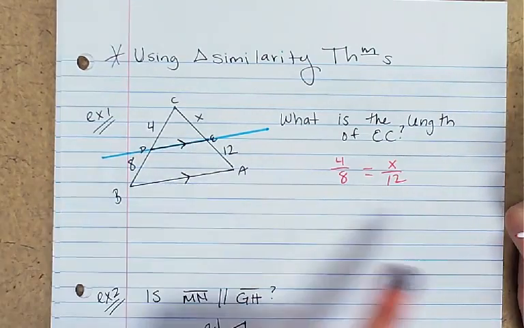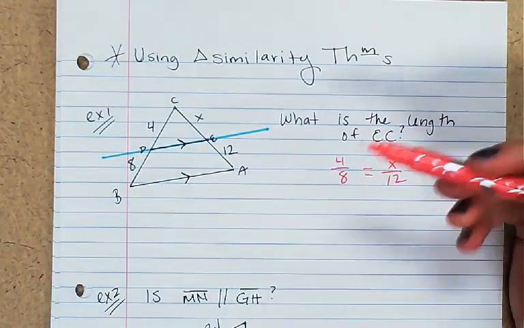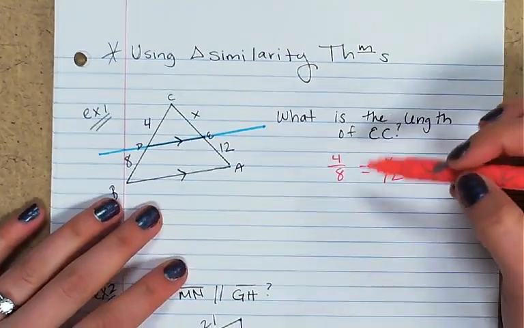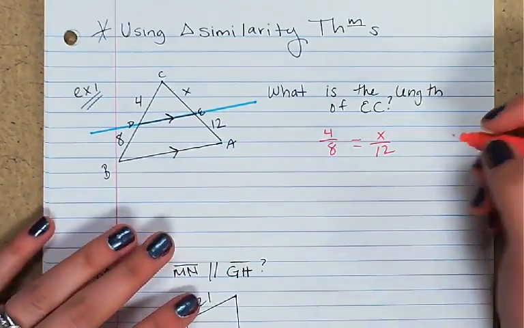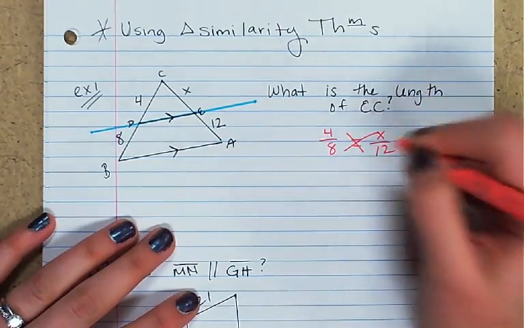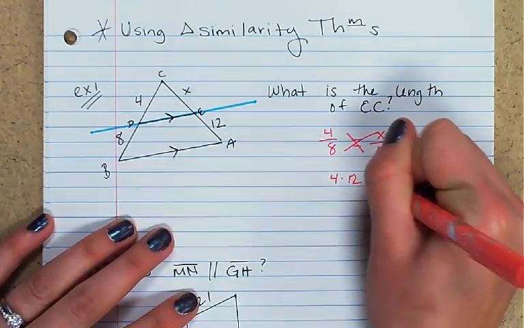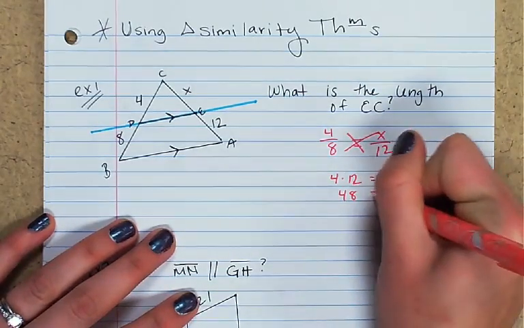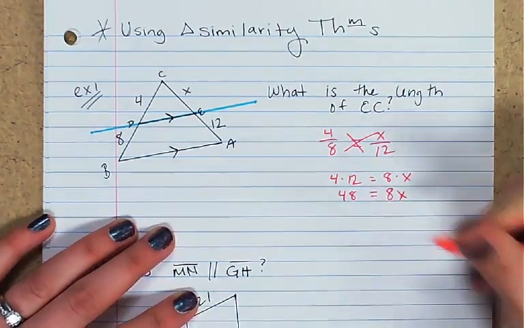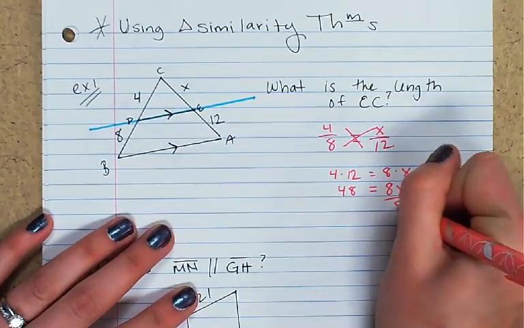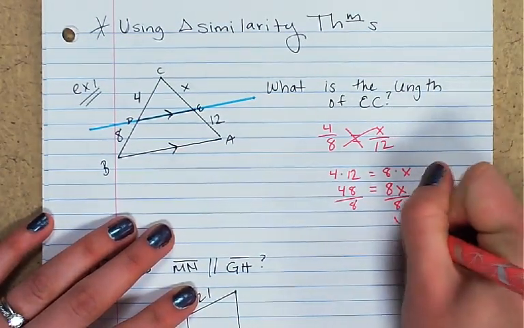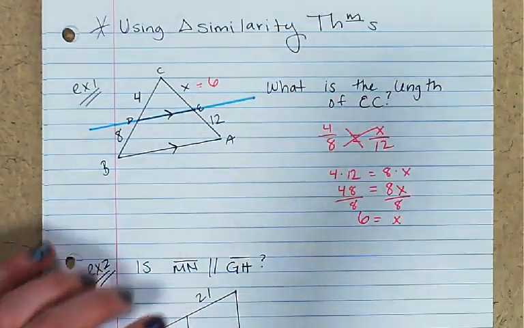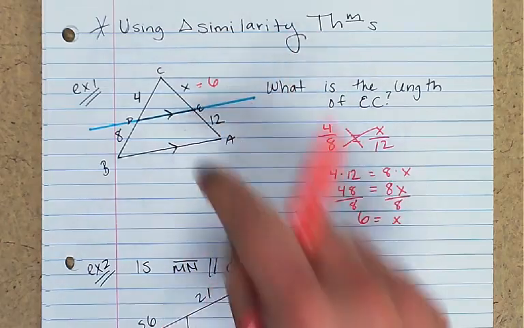And so we can use that proportion to help us solve for side lengths. So our question is, what is the length of EC? So I can just solve this proportion. And to solve proportions, what you do is you cross multiply. So I would say that 4 times 12 has to equal 8 times x. And to get x by itself, I'm going to divide both sides by 8. So x is 6.